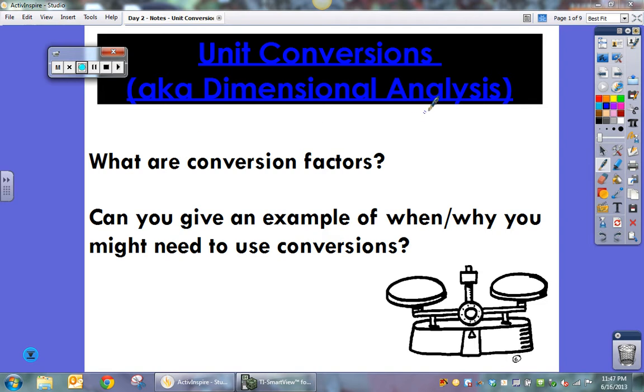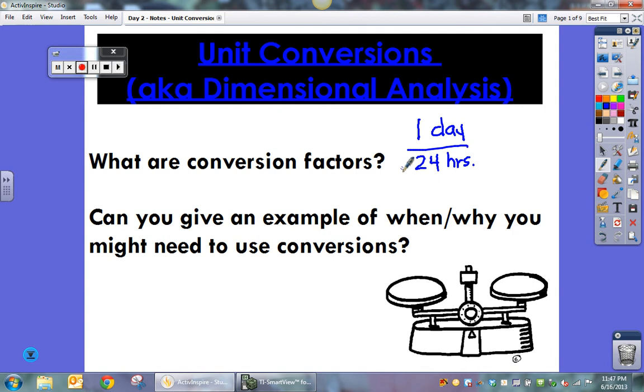An example of a conversion factor might be that in one day there are 24 hours. So this is an example of a conversion factor. Notice that both of these are equal to one another, meaning that if I say I spent an entire day doing something, then that's the same thing as me saying I spent 24 hours doing something. They're the same amount of time. It's an equivalent fraction.